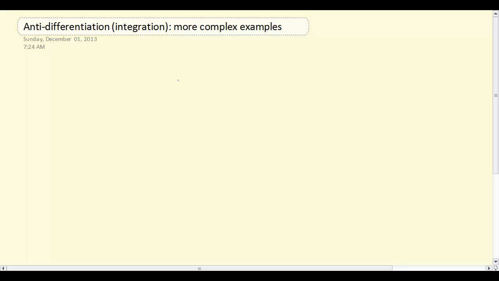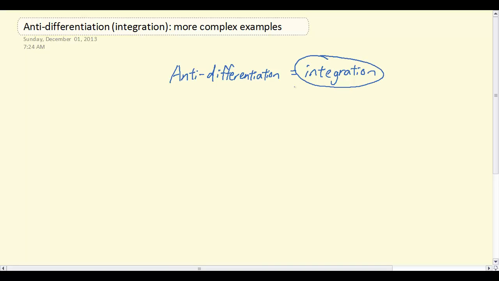The first thing I want to mention is that if you come across the term integration, when the teacher tells you to integrate a function, it means the exact same thing as anti-differentiation or anti-differentiate the function. So for example, if you see the notation here, this can be said as anti-differentiate 5x, or you can say it as integrate 5x. It means the exact same thing.